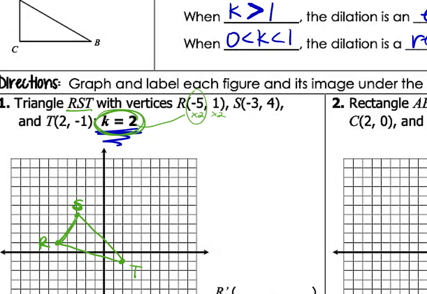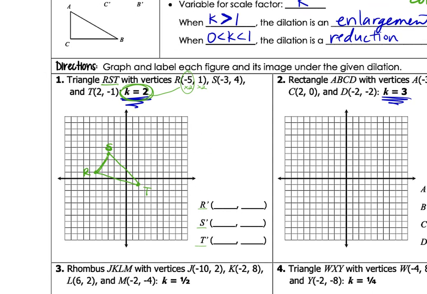Okay, so now multiply. Your R prime should be at -10, 2. Your S prime, times 2, should be at -6, 8. And your T prime, times 2, should be at 4, -2. Plot those points and see if your figure grew or shrank.